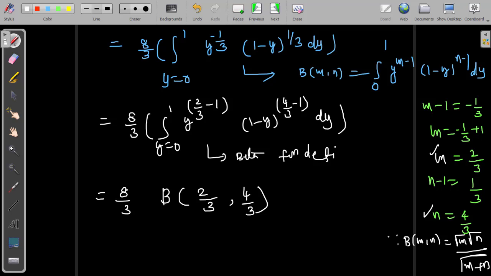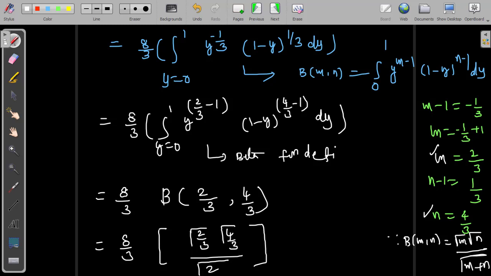This is called the beta and gamma relation. So this could be equal to 8 by 3 times, the numerator is gamma 2 by 3 times gamma of 4 by 3, divided by gamma of 2 by 3 plus 4 by 3, that is m plus n, which means 6 by 3, which means 2.